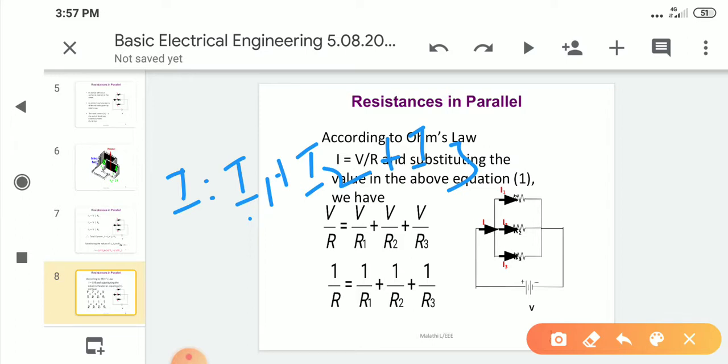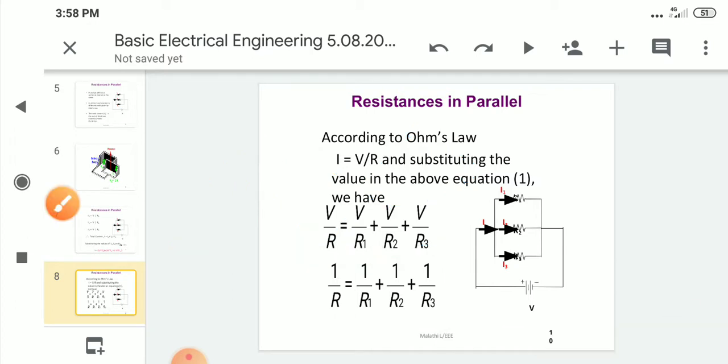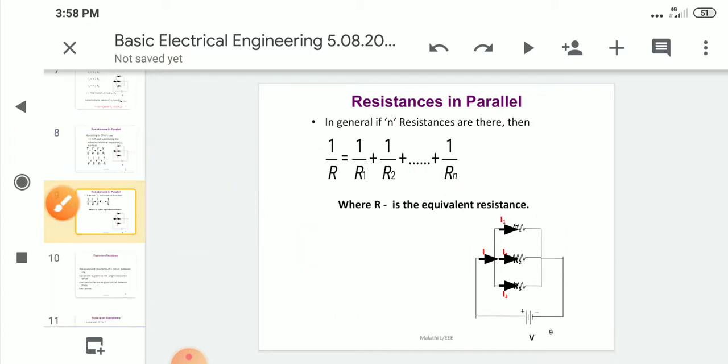According to capital I, what is the value? V by R is equal to V by R1 plus V by R2 plus V by R3. In this above equation, we have to take the common value of V and cancel it on both sides. Then 1 by R is equal to 1 by R1 plus 1 by R2 plus 1 by R3. This is the equivalent resistance when the three resistors are connected in parallel.